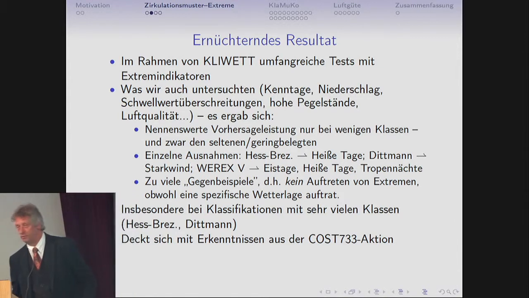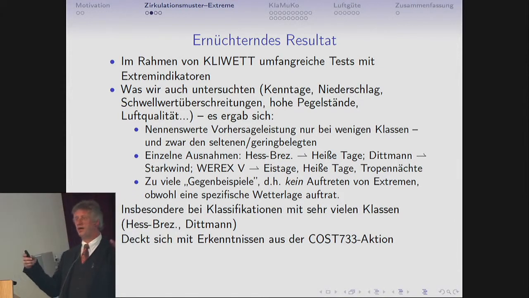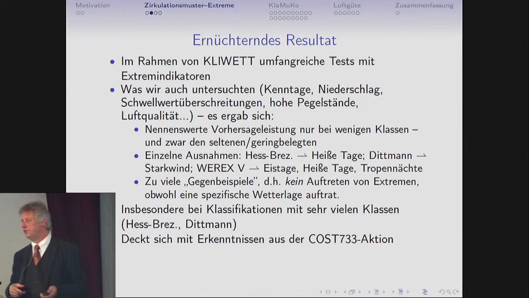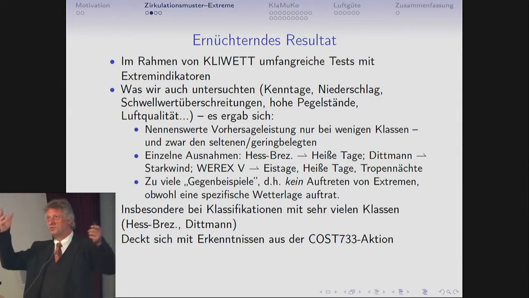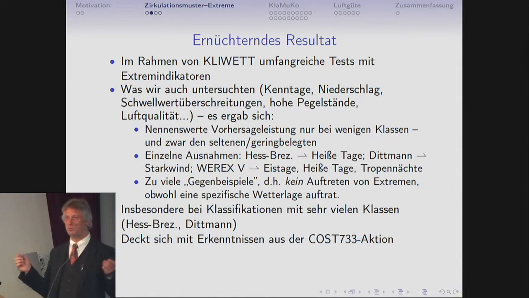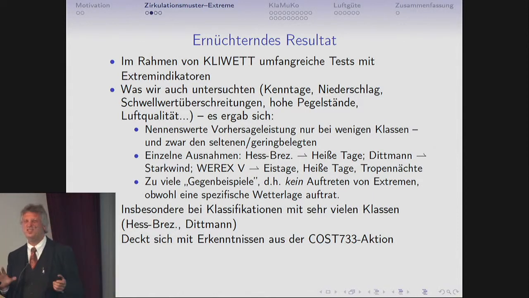So this was a sobering result. So we made many tests. So we analyzed how many hot days, precipitation, whether there was a noteworthy predictive performance, in the sense that when a class occurred, a certain circulation pattern, it was always like this that then there are high levels of the rivers, but that could not be determined really well. But it was not like this.